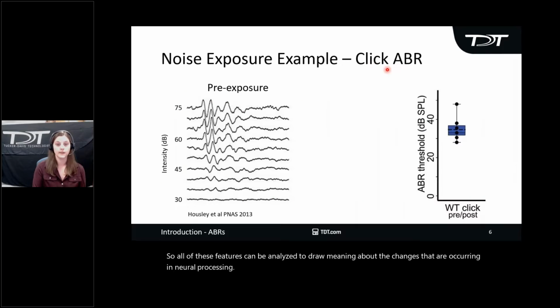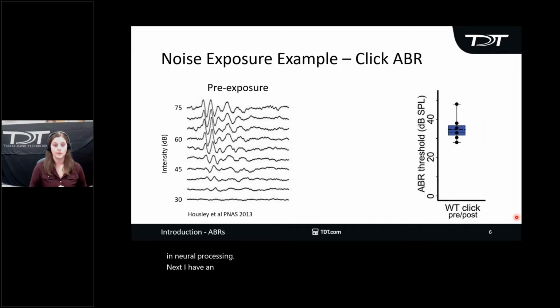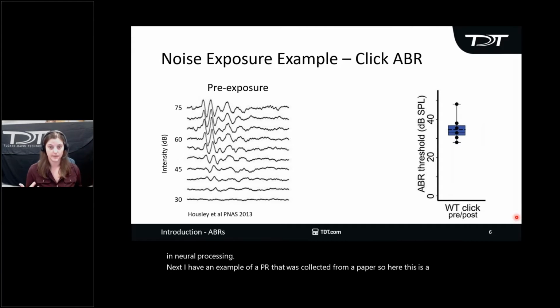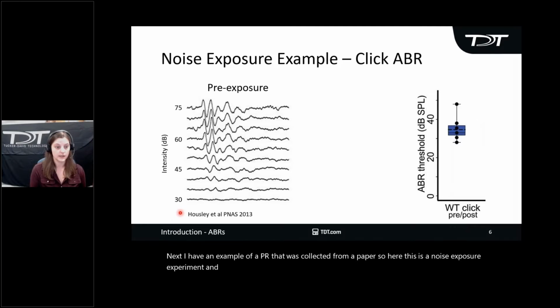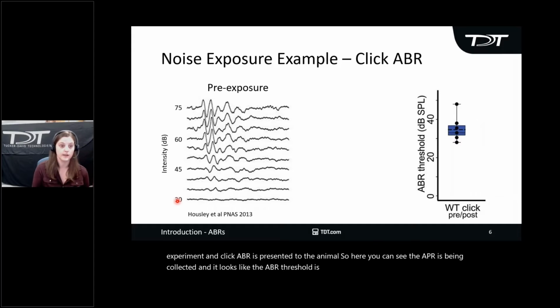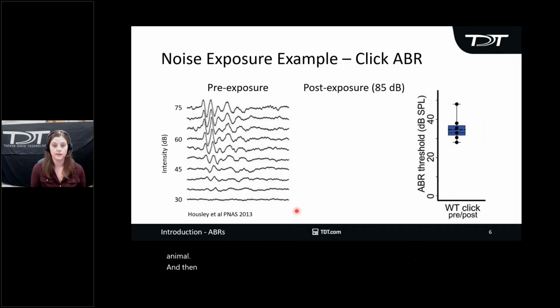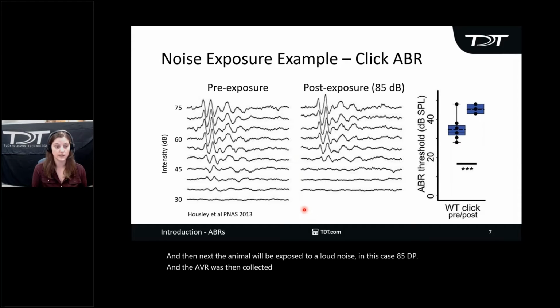Next, I have an example of an ABR that was collected from a paper. Here, this is a noise exposure experiment, and a click ABR is presented to the animal. You can see the ABRs being collected, and it looks like the ABR threshold is around 30 dB in this wild type pre-exposure animal. Then the animal will be exposed to a loud noise, in this case 85 dB, and the ABR was then collected again, and you can see that there's been a shift in the ABR threshold. It's now occurring around 45 dB.